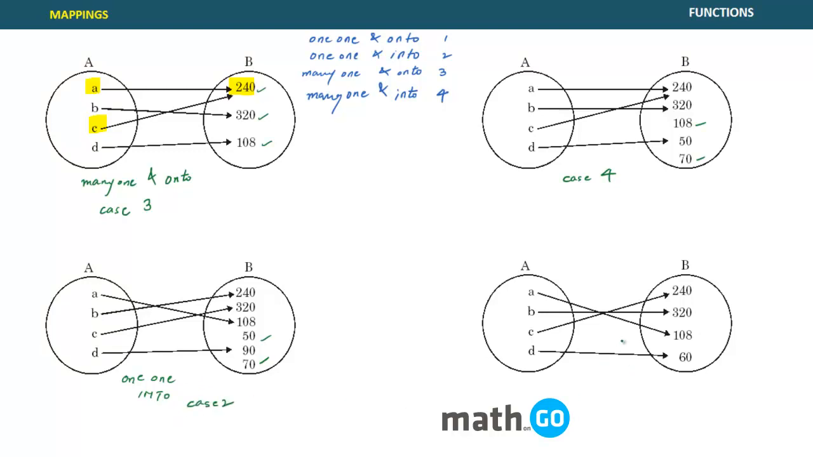Okay, now let's apply this here. Can you see that all the elements in B have a unique pre-image, and all the elements of the codomain are in the range also? So this is actually our case.